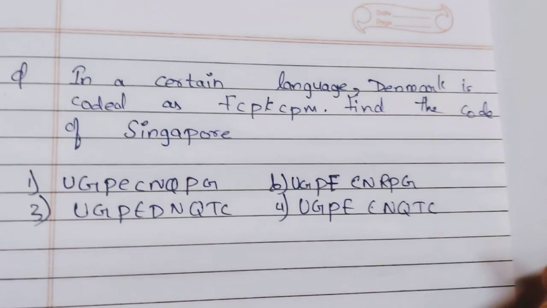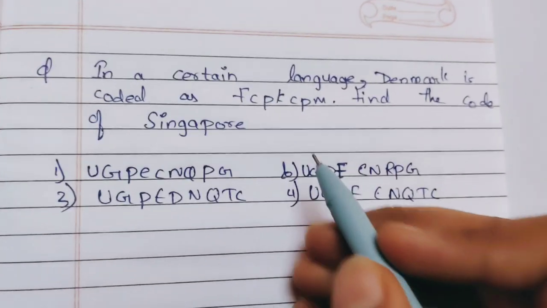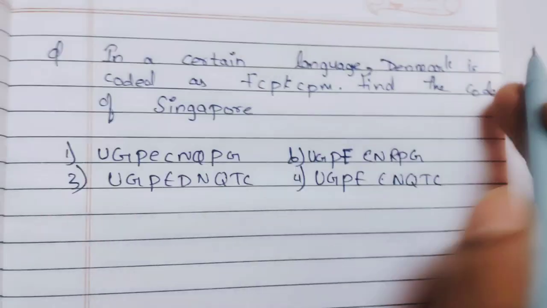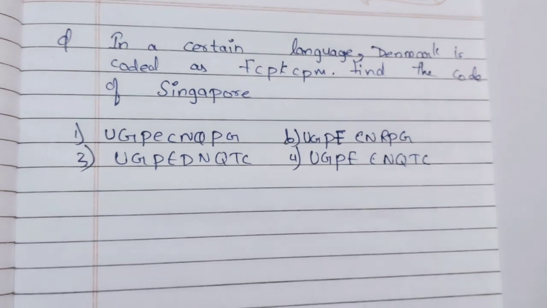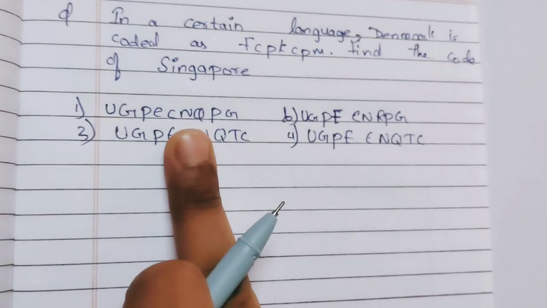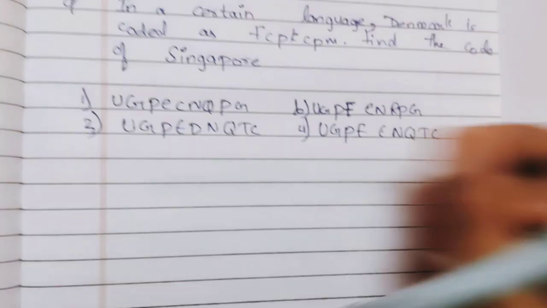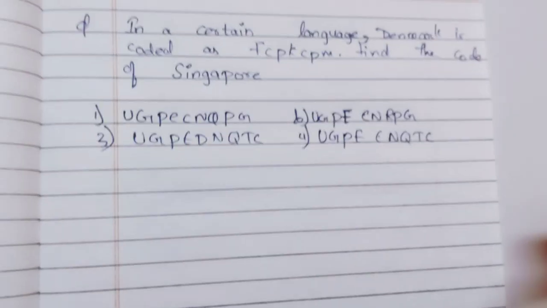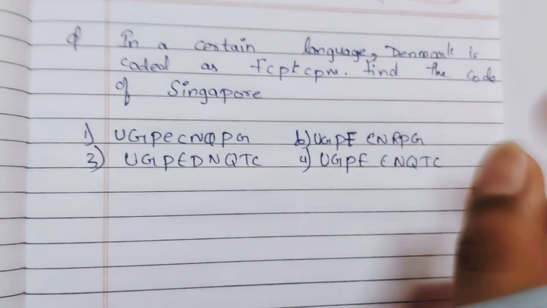In a certain code language, Denmark is coded as FCPKCPM. Find the code for Singapore. They will give us 4 options, like UGPECNQPG and others. See, all the options are almost the same, but most of the characters are different. So we have to find which option will be the correct one for this question.